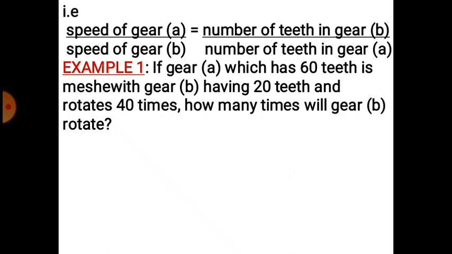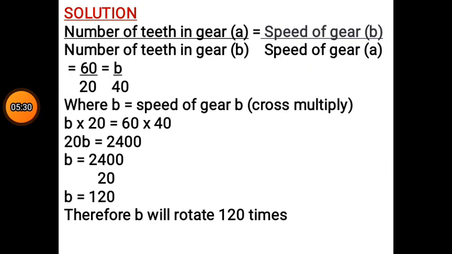Now let's see an example here. If gear A, which has 60 teeth, is meshed with gear B having 20 teeth and rotates 40 times, how many times will gear B rotate? Now the solution here says number of teeth in gear A over number of teeth in gear B is equal to speed of gear A over speed of gear B. Now number of teeth in gear A is 60 and number of teeth in gear B is 20. So we have 60 over 20 equals B over 40, where B is the speed of gear B.